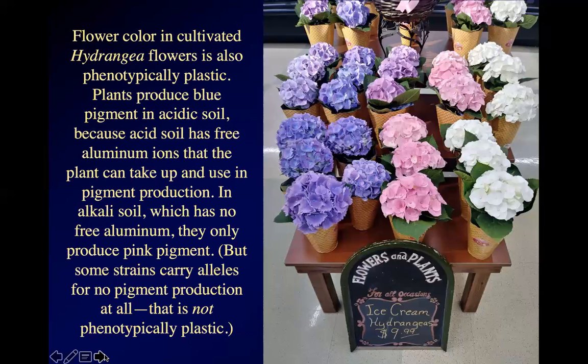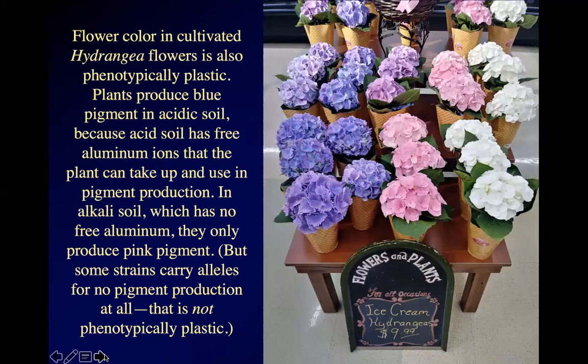If you plant one of these in acidic soil, acid soil has free aluminum ions. Aluminum doesn't bond to soil particles. The aluminum is soluble. The plants can take them up, and the plants use aluminum to produce blue pigment. So the plants on the left are growing in slightly acid soil. They look blue. The plants in the middle, they're growing in more alkaline soil.